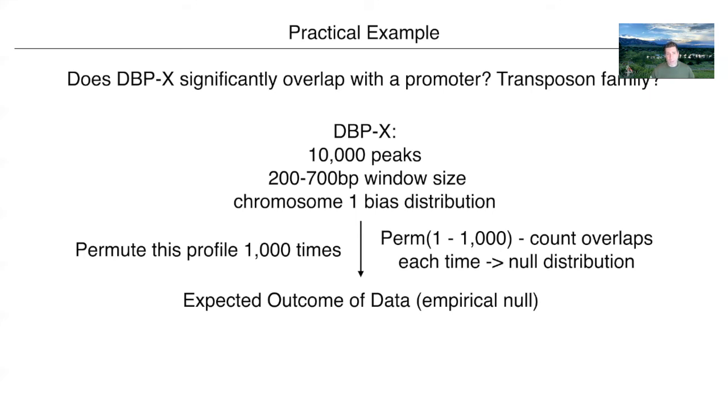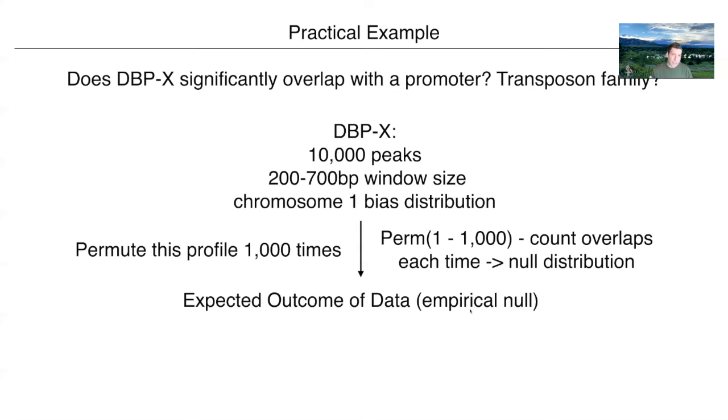So the more peaks we have, the larger the peak window size, the more likely we are to get an overlap by chance, just randomly by scrambling the data and saying, put it wherever you want, and then count them. Do that again, do it again, do it again. And each time we count, we'll get a null distribution that will come out of that.